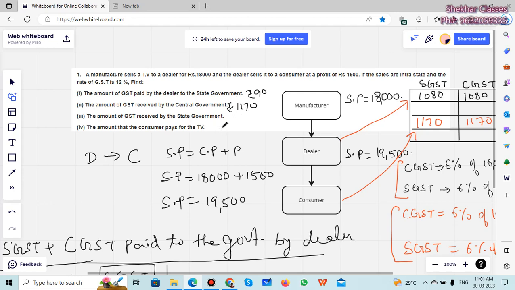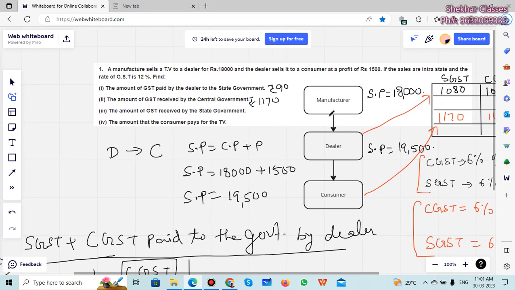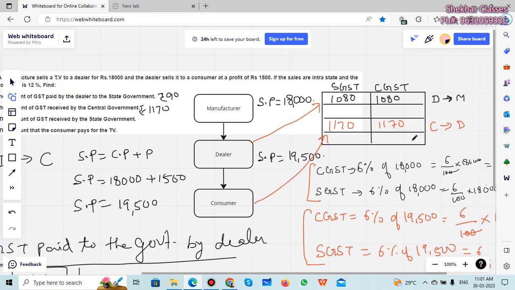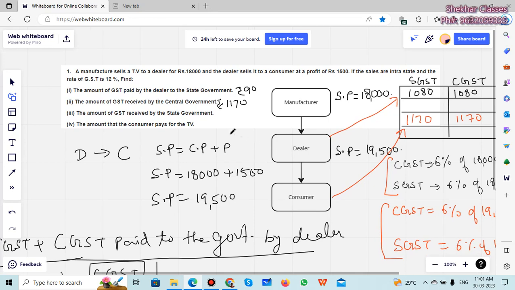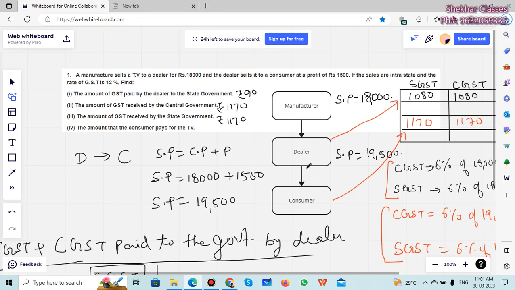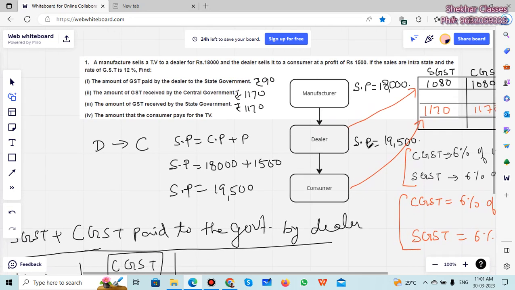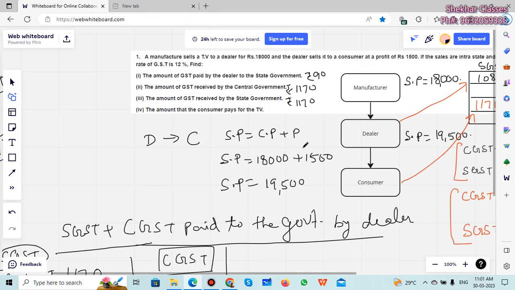And the amount of GST received by the state government will also be the same, because whatever he has received from the ultimate user, which is the consumer, that is the total amount that the government will be receiving. So it will also be the same way, you have to calculate it. It will be 1170 here. So whatever the actual amount of tax which is received from the consumer is the total amount of tax the government receives, right? Partly from the dealer and partly from the manufacturer, or whoever are the middlemen in it. They will partly be paying it accordingly.